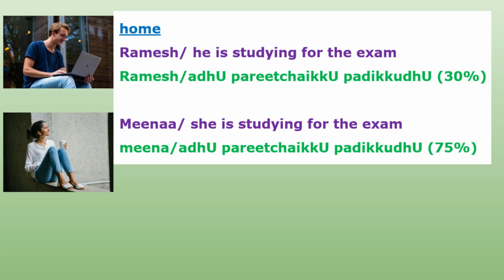Now back to home, and it is the same Ramesh, Meena. Ramesh is studying for the exam. அது பரீட்சைக்கு படிக்குது. 30%. At home it's a little more common to hear adu. Meena, she's studying for the exam. அது பரீட்சைக்கு படிக்குது. Again, adu is 75%. Both in office or college or at home, it is more adu for girls and less of ava.